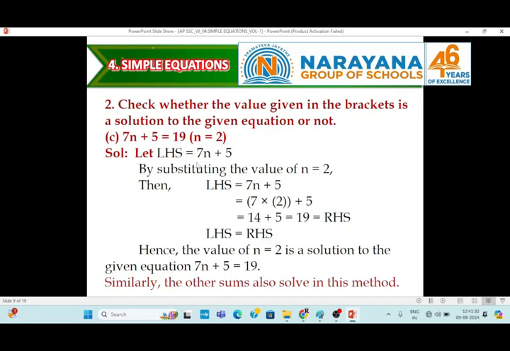So let LHS be 7n plus 5 from the given equation. By substituting the value n is equal to 2 in LHS, we take 7 into 2 is 14 and then add 5, which means 19. So what is the RHS for the given equation? Yes, it is 19. So we can say LHS is equal to RHS. Hence, the value n is equal to 2 given in the bracket is a solution to the given equation 7n plus 5 is equal to 19. Similarly, we are going to discuss other sums from this same Roman also, with this method.